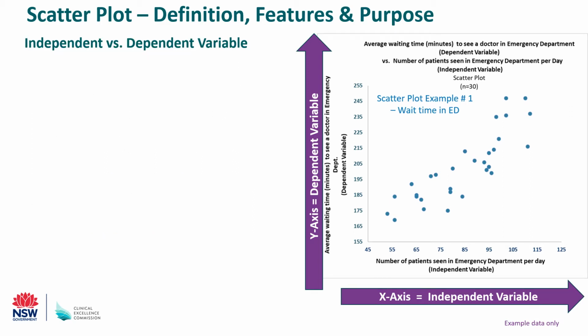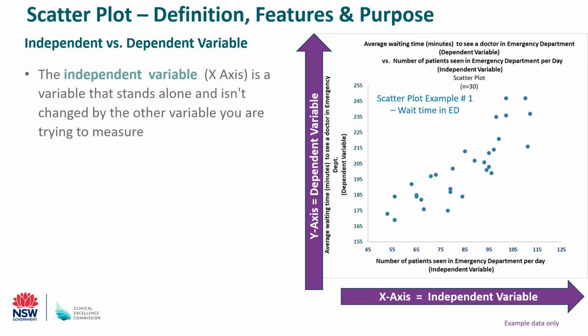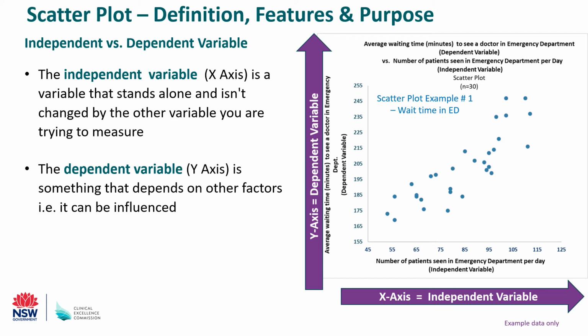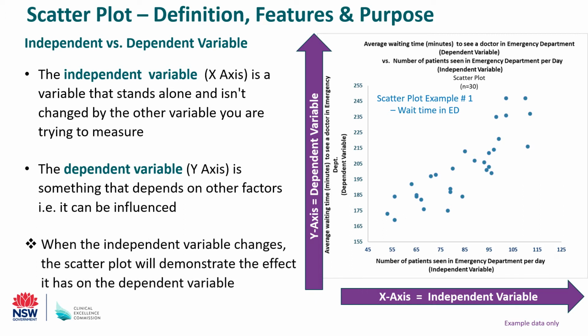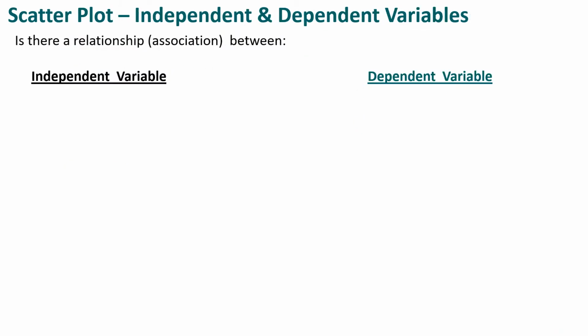So what is the definition of the independent and dependent variables? The independent variable, which is on the x-axis, is a variable that stands alone and isn't changed by the other variable that you're trying to measure. Whereas the dependent variable, which is on the y-axis, is something that depends on other factors. In other words, it can be influenced. So when the independent variable changes, the scatter plot will demonstrate the effect it has on the dependent variable.